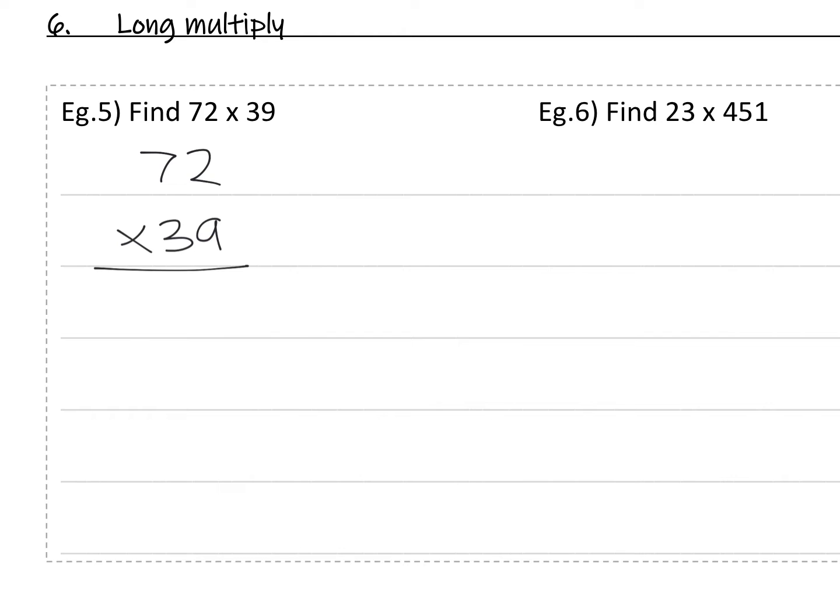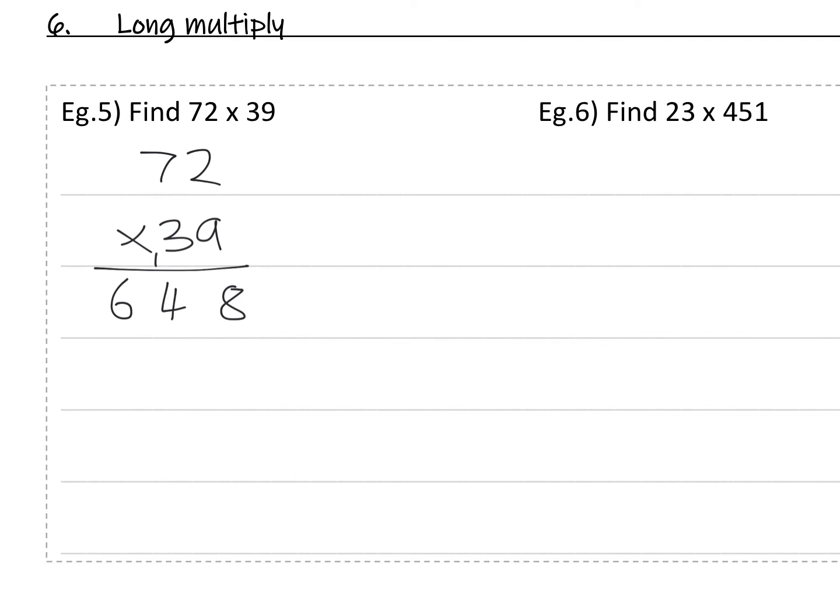So we do 9 times 2 is 18, write down the 8 and carry over the 1. 9 times 7 is 63, plus the 1 gives you 64. We then multiply by 3. Strictly speaking, we should say we're multiplying by 30.